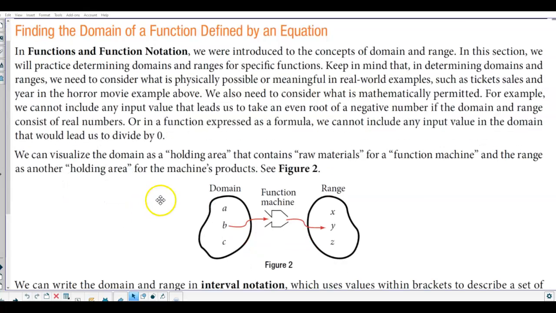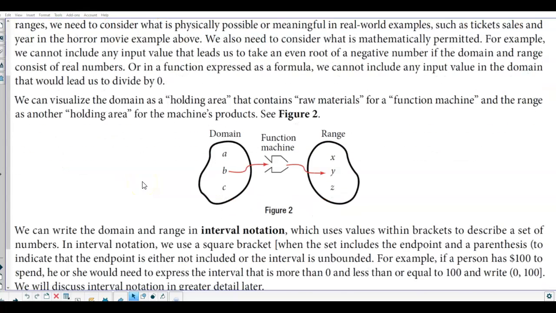We can visualize a domain as a holding area that contains raw materials for a function machine, and the range is another holding area for the machine's products. So this is your domain, goes to the function machine, and then we get our range.